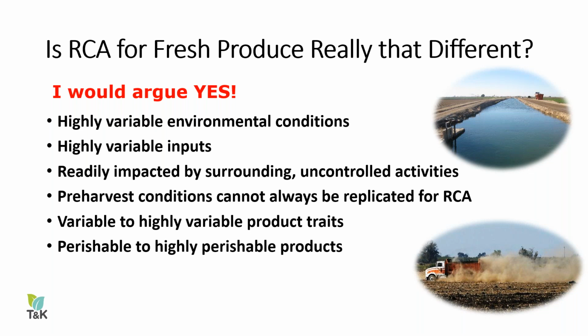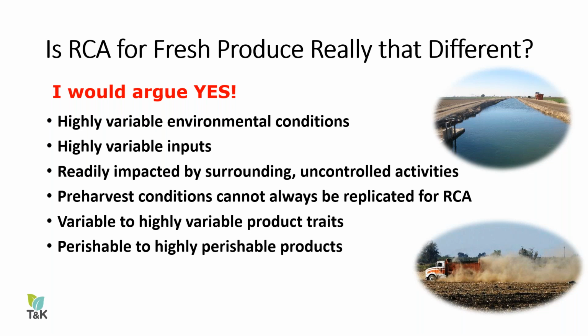Highly variable inputs in terms of what's being produced, where they're coming from, and their history of handling. All of these are readily impacted by not just what you're doing, but the surrounding and often uncontrolled activities of adjacent or nearby land, and the pre-harvest conditions that existed as it led to that contamination event, or whatever the issue was. These can't always be replicated or even adequately understood for a more thorough and detailed root cause analysis.